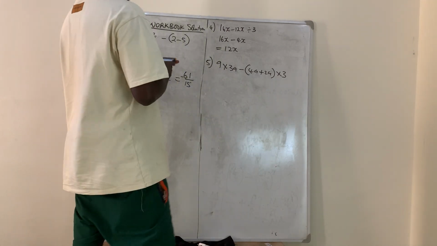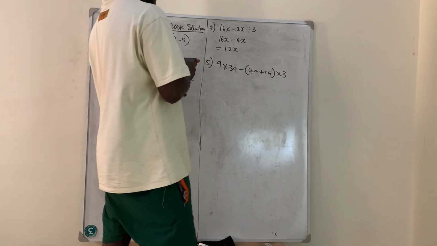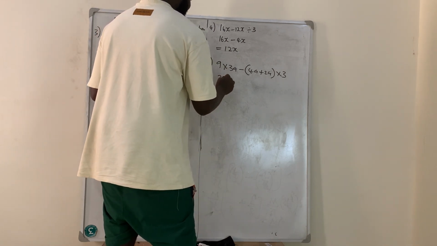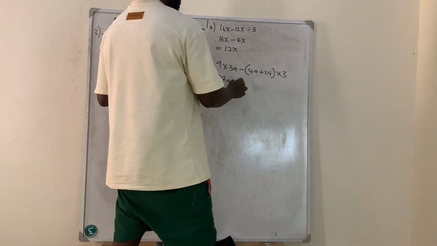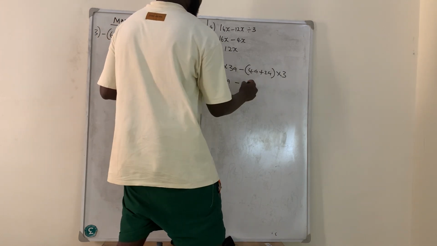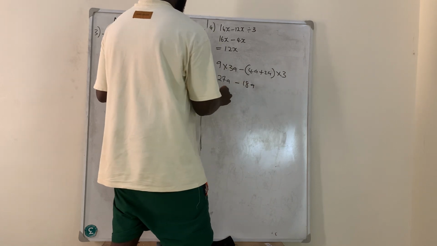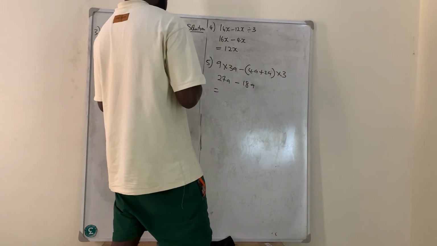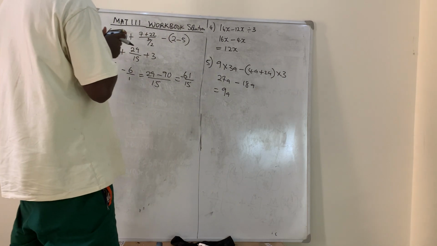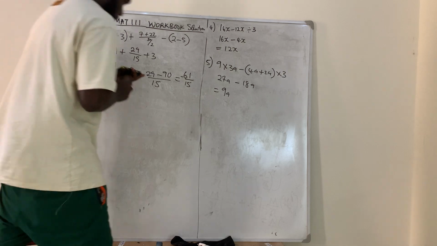What am I doing? 9 times 3 is 27. So here is 27a, I don't know what's wrong with me today. Minus, inside there will give you 6. 3 times 6 is 18. So 27a minus 18 will give you 9a. So 9a is the correct answer there. So we move to question number 6.